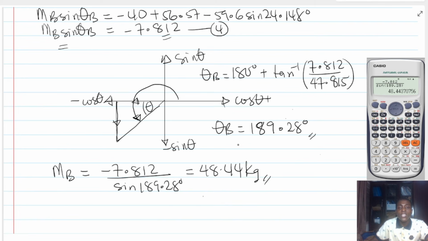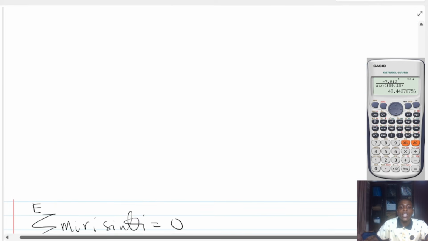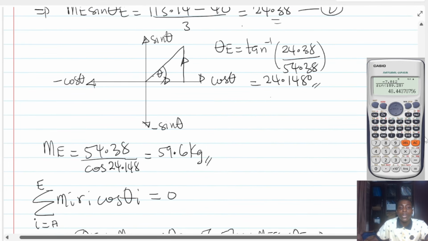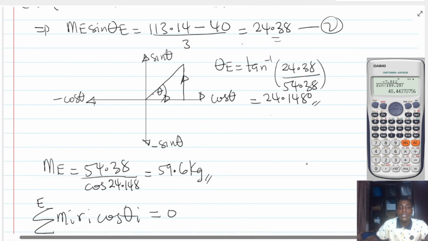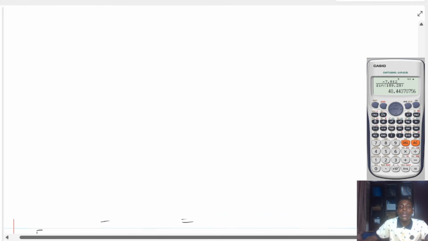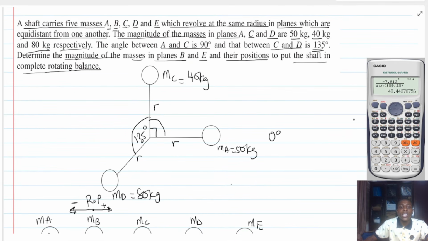So MB is here, theta B is here, and then we know ME, and so ME is this, theta E is this. So our problem has been solved successfully.